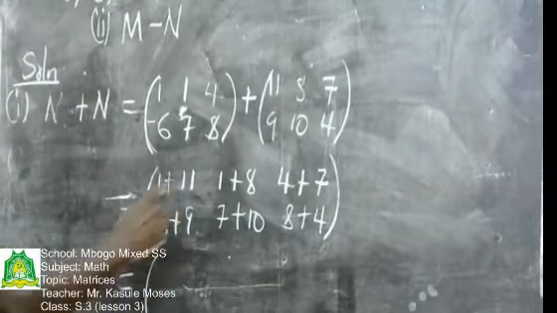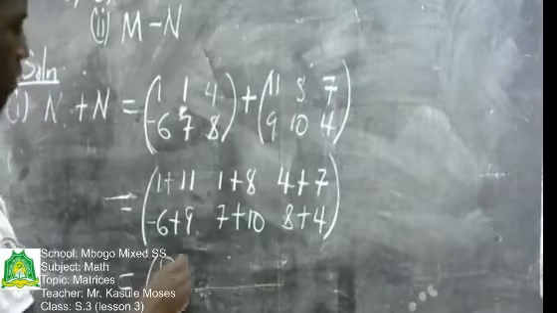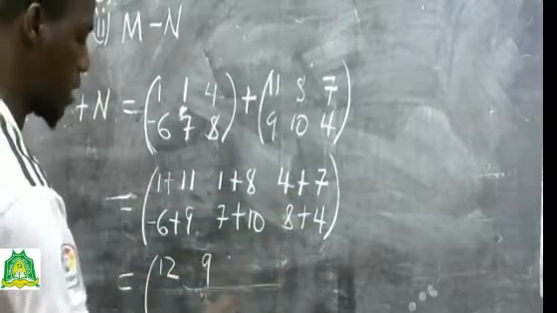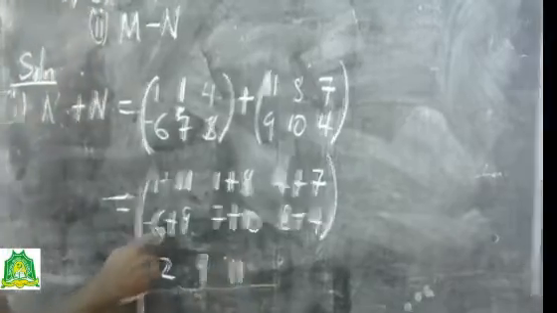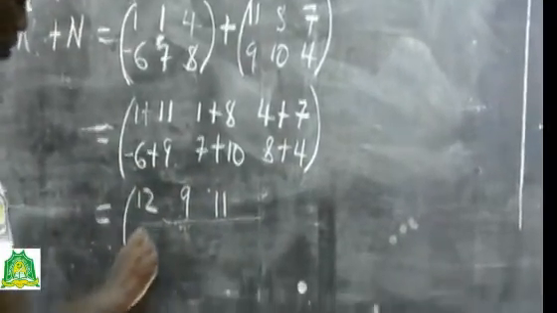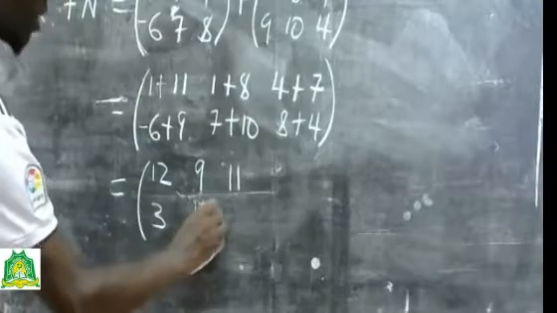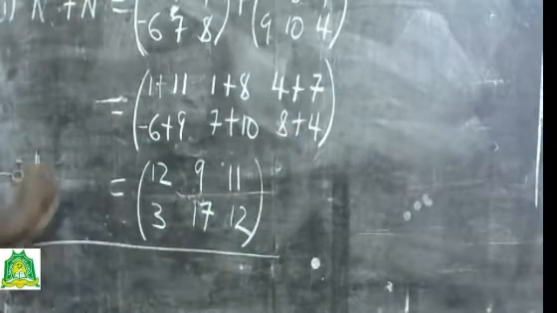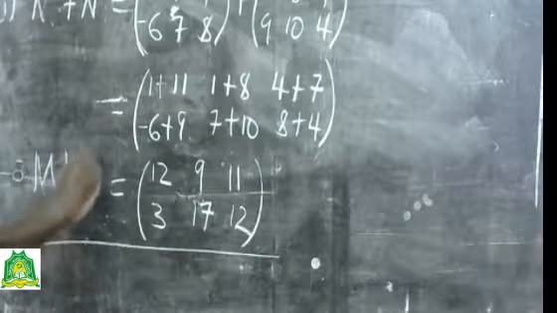So when I add, that's going to be 12. When I add here, that's going to be 9. When I add there, that's going to be 11. When I add here, that's going to be positive 3, 17, then 12. So that is my addition of M plus N.